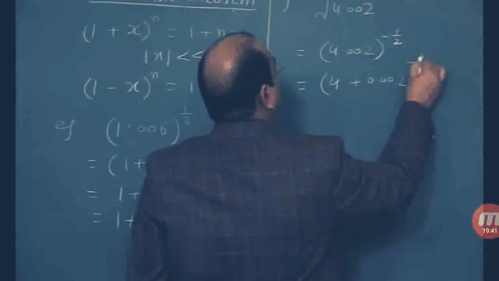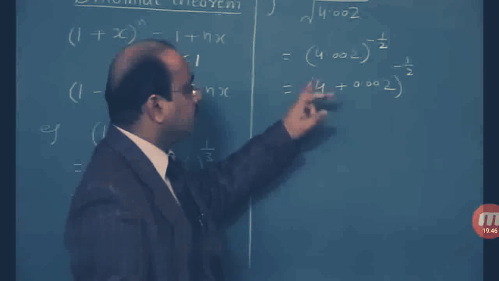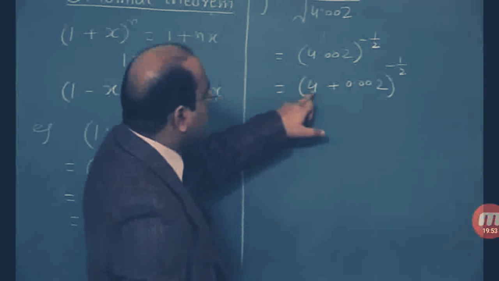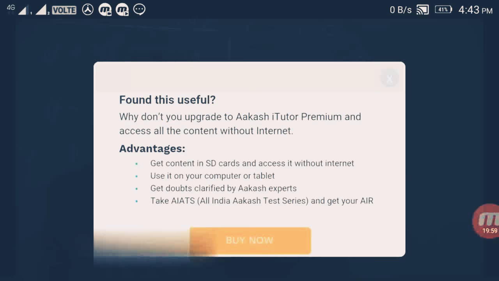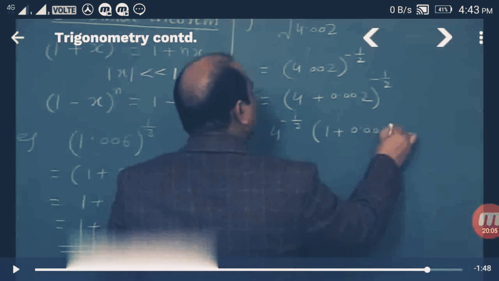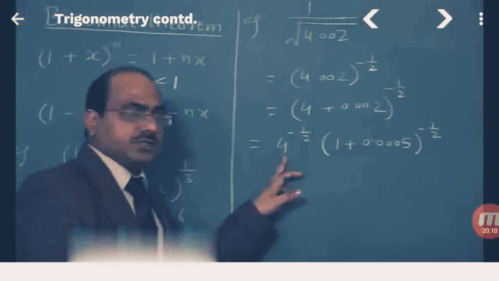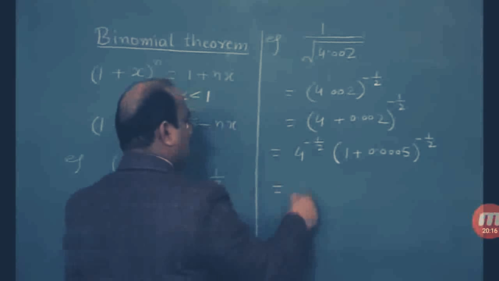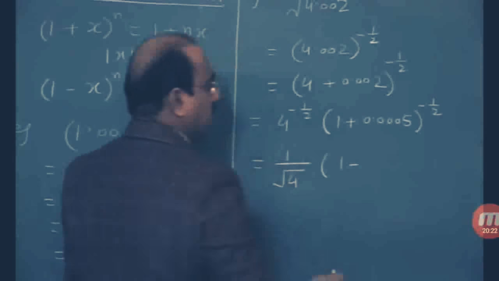I have broken it into two parts, and here we are having 4 and not 1, so we cannot apply binomial theorem on this. First we have to take this 4 out of the bracket, and it will be 4 to the power minus half, and will be plus 0.0005 whole to the power minus 1 by 2. And this expression can be simplified. We can take it to the denominator side, 4 to the power 1 by 2, that will be root 4 or 1 by 2. And here we can apply binomial theorem.